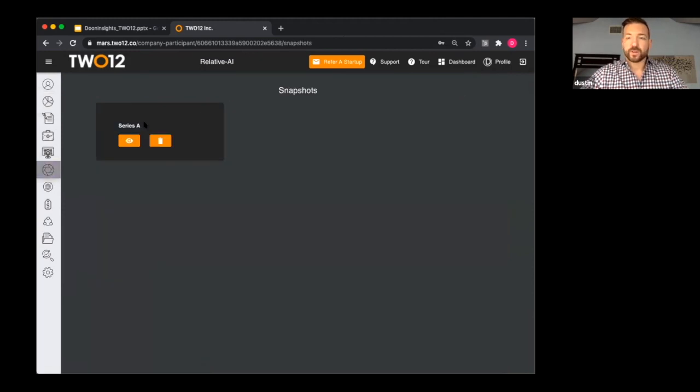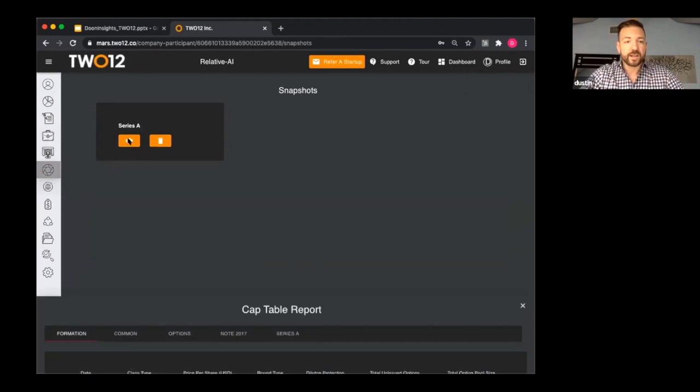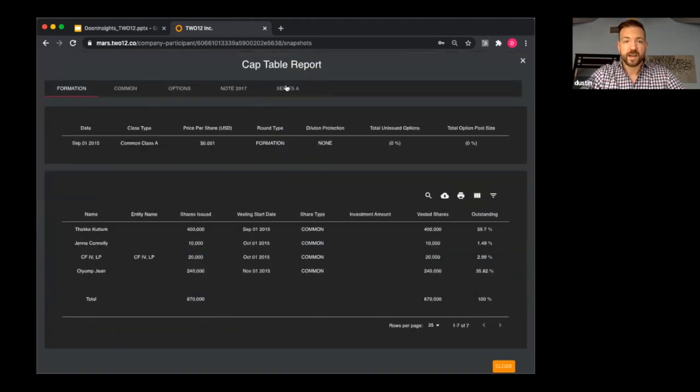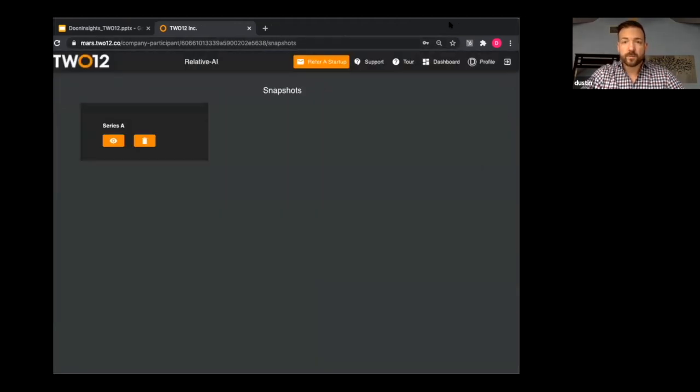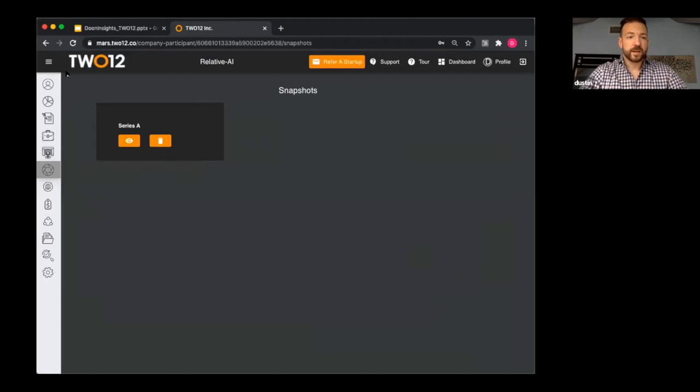Snapshots, so we can go and look and see, okay, what did my cap table look like when I was a Series A company? So here's the Series A status of the cap table. We can see things like, we do valuations.